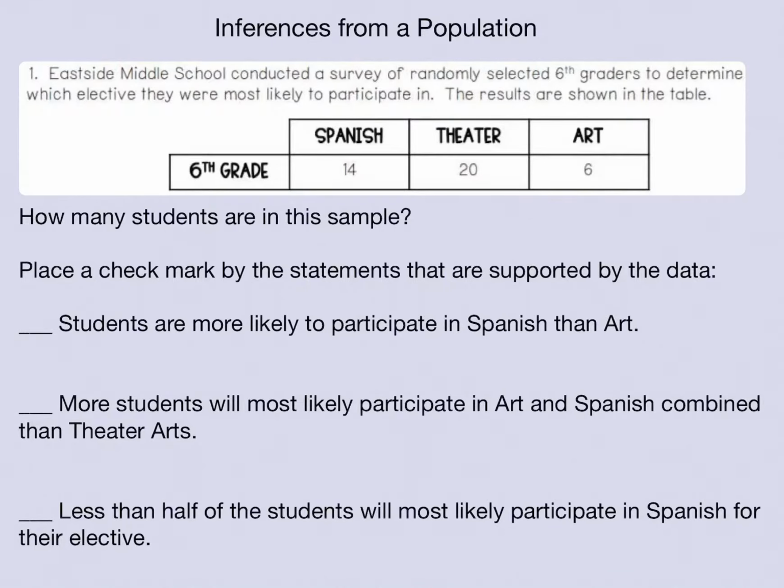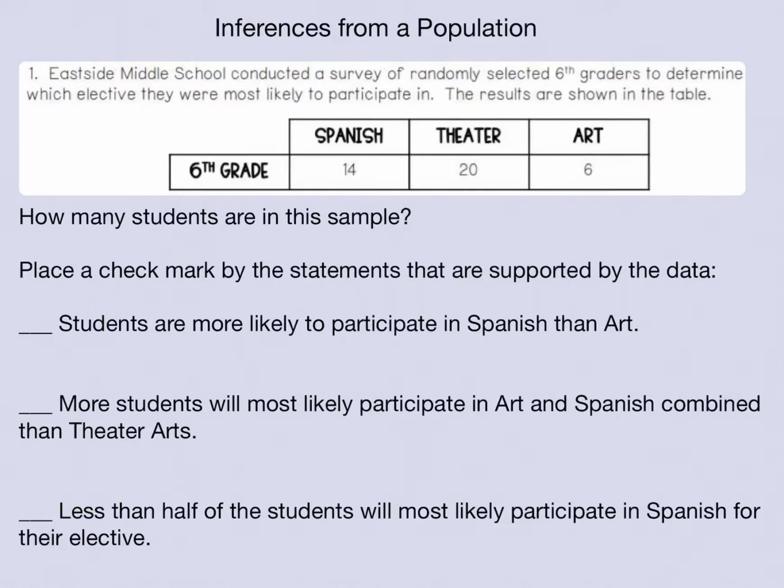Hi everyone. You just finished watching a video on samples and populations about the difference between the two. Now we're going to look at a sample from a population and look at some statements to see if they are supported by the data. So our first example is about Eastside Middle School.